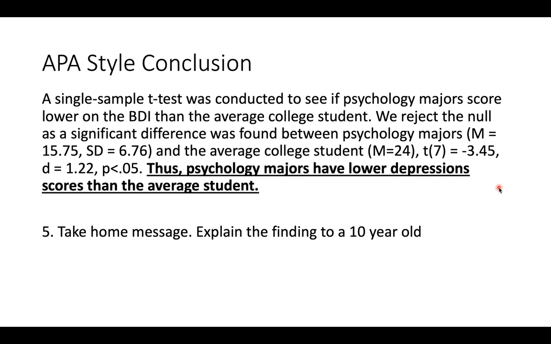So thus, psychology majors. Oh, I think that's the wrong example. My bad there. Our question was not about psychology majors. Sorry about that. Used the wrong paragraph here. Our question was about just people in cognitive behavioral therapy. Thus, scratch this. People in cognitive behavioral therapy have lower depressive scores than the average person. My bad for that mistake. I'll go back and fix that on the static PowerPoints.